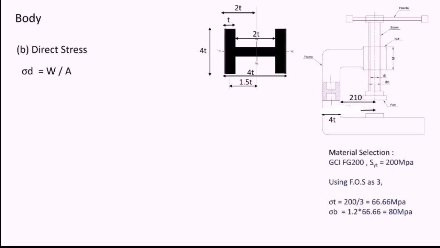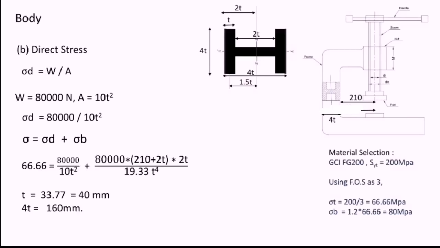The next type of stress acting on the body is the direct stress. For direct stress, we have the relation sigma d is equal to W by A. The area of the section will be 10t square. On substituting the values, I will get sigma d is equal to 80,000 divided by 10t square. The total stresses acting on the body should not exceed the permissible value, that is 66.66 MPa. Equating the total stresses to 66.66, I will get the value of t as 33.77 mm, which I will approximate to 40 mm. Hence the dimension of the section, that is width and height, is 4t, so I will get the answer as 160 mm.